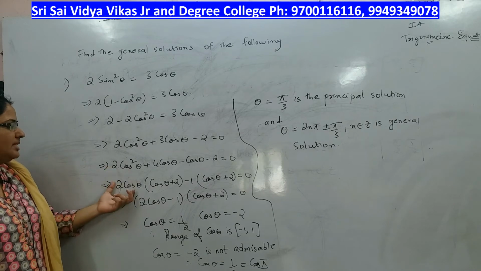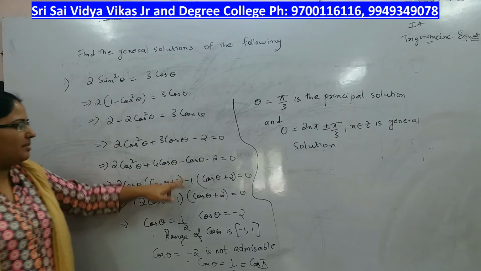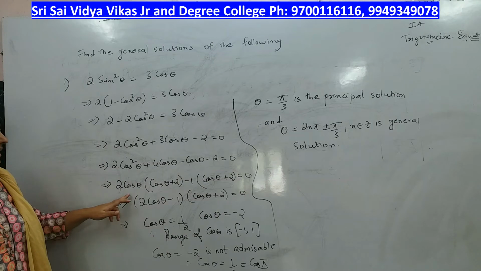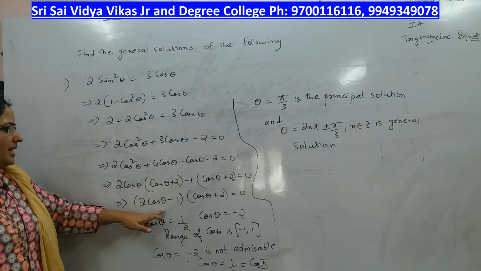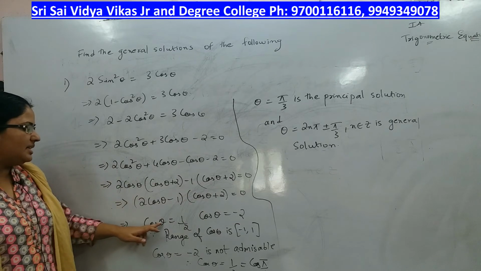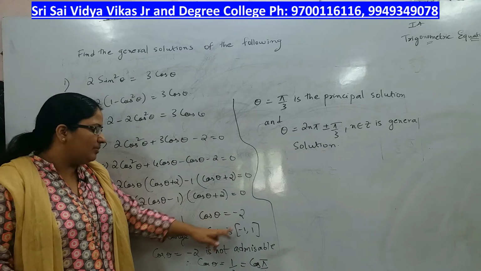So, take 2 cos θ out. If you take 2 cos θ out, you have cos θ + 2. Here you take -1 out, you have cos θ + 2 = 0. Here it is (2 cos θ - 1)(cos θ + 2) = 0. Cos θ is equal to 1/2. Cos θ is equal to -2.